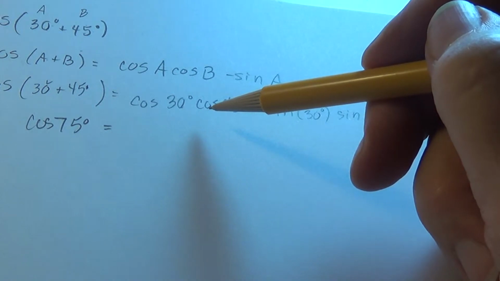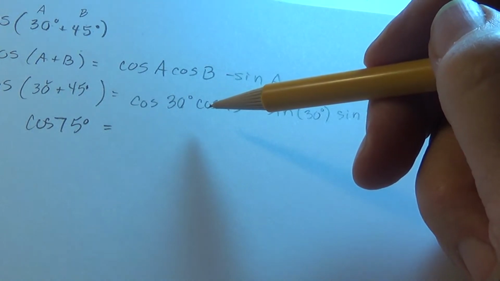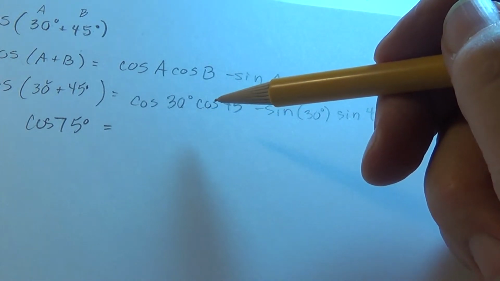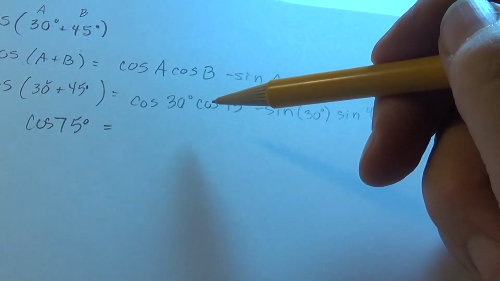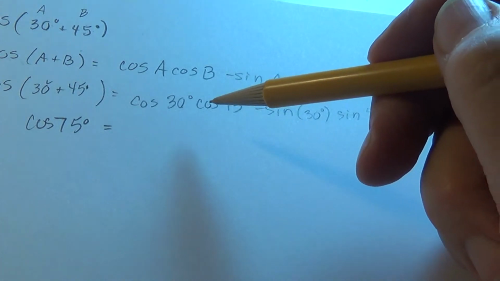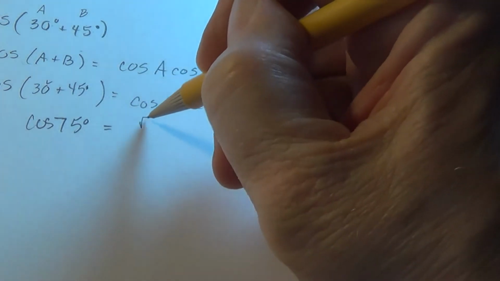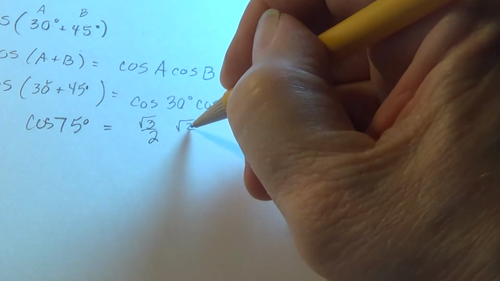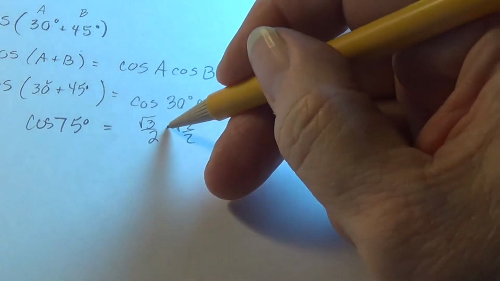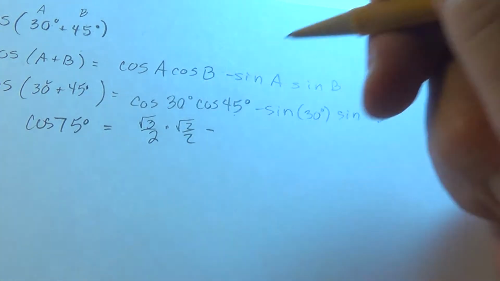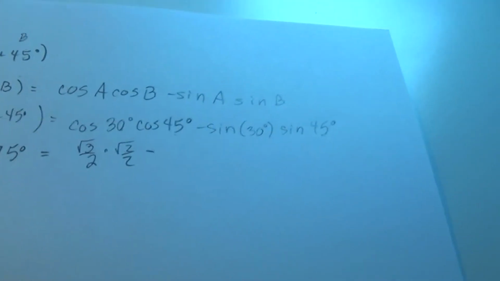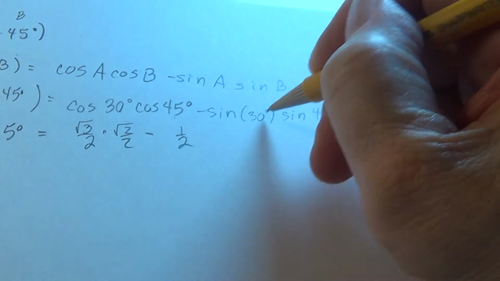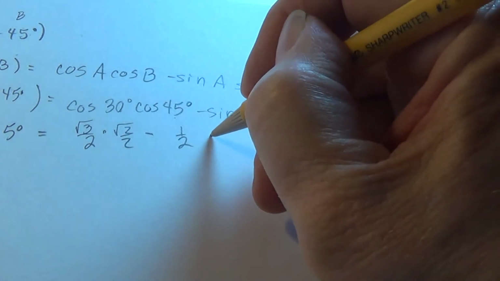The cosine of 30 is square root of 3 over 2. The cosine of 45 is square root of 2 over 2. And these are multiplied together. We'll take care of that on the next step. Then the sine of 30 is 1/2, and the sine of 45 is square root of 2 over 2.